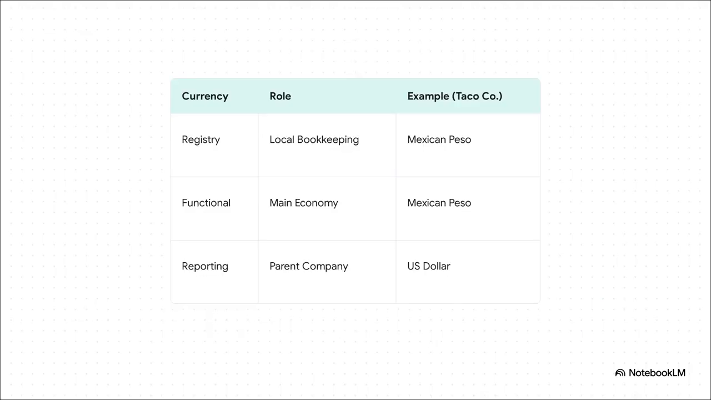So let's just quickly recap our taco company. The registry currency for the day-to-day stuff is the Mexican peso. Its functional currency, its main economic language, is also the peso. But the final reporting currency for the bosses in New York, that's the US dollar. That journey from local to functional to reporting, that is the whole ballgame.